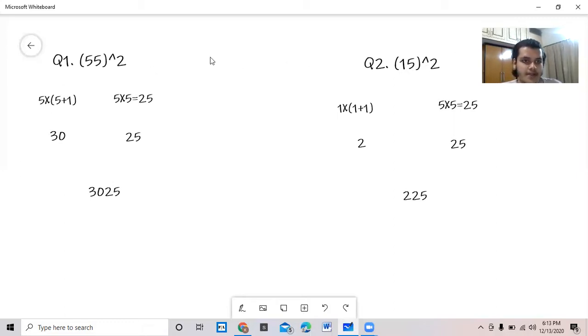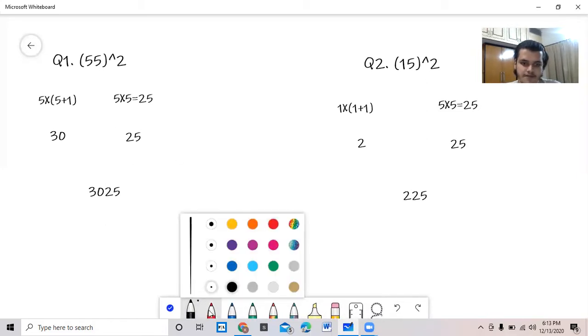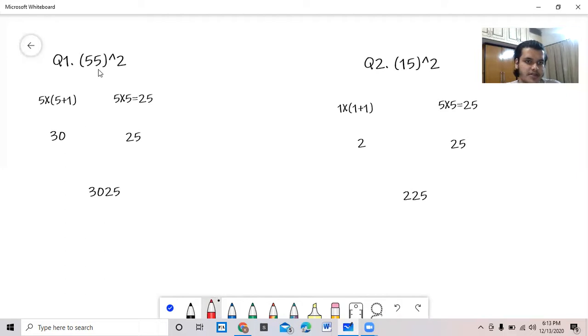So what we need to do is, first of all, one is the unit digit and one is the tens digit, right? So what we need to do is separate the unit digits and the tens digits accordingly, right? So we have separated the unit digit, that is 5.